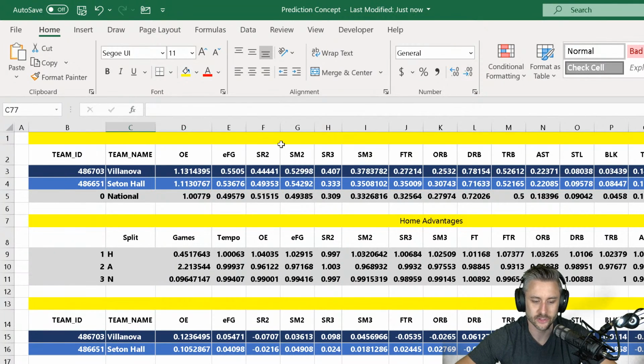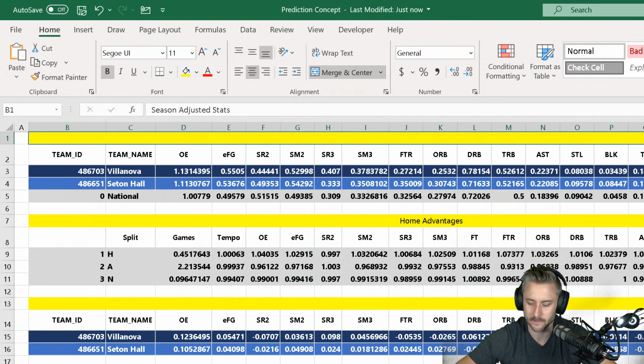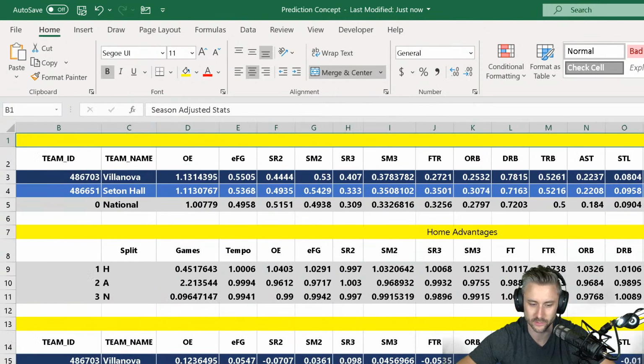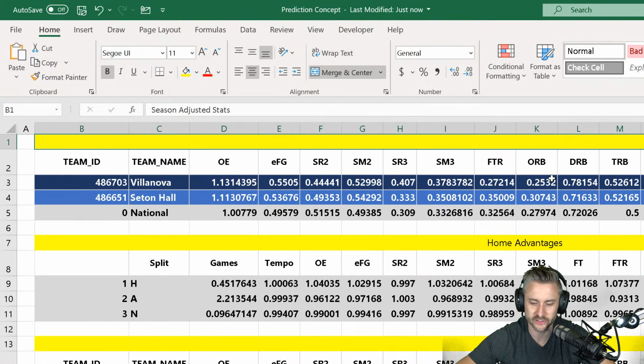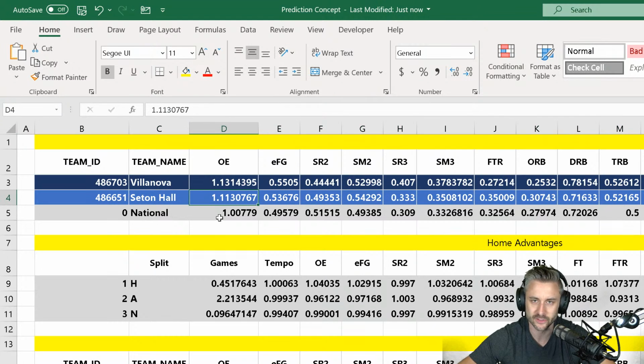Everything here says season-adjusted stats. This is both teams' adjusted stats for the season. Villanova's offensive efficiency, adjusted, by the way, which means it takes strength of schedule into account, is 1.13, Seton Hall 1.11. The diametrical opposite is defensive efficiency, which for Villanova is 0.92 and Seton Hall is 0.922. So very similar teams in terms of efficiencies. These are very evenly matched teams, and that's why the final score is only a 2-point margin.